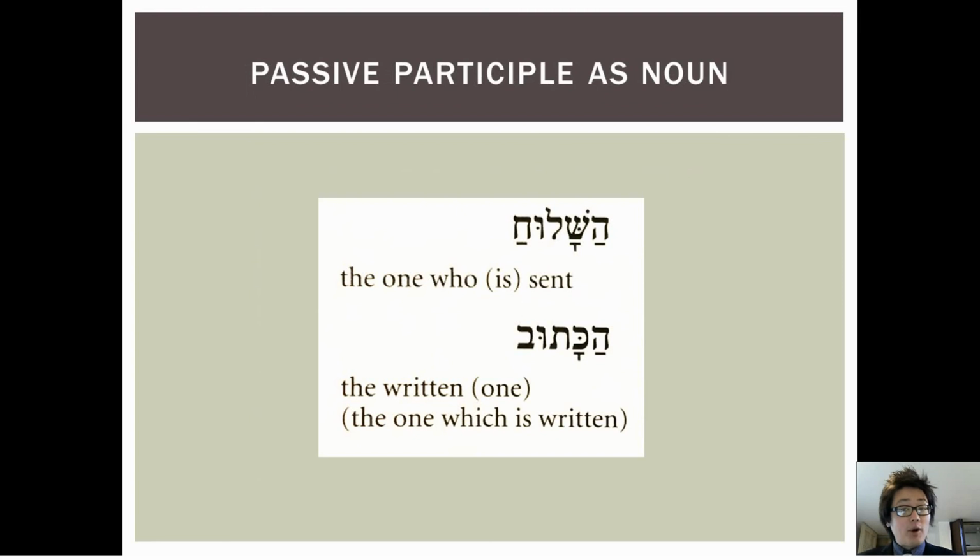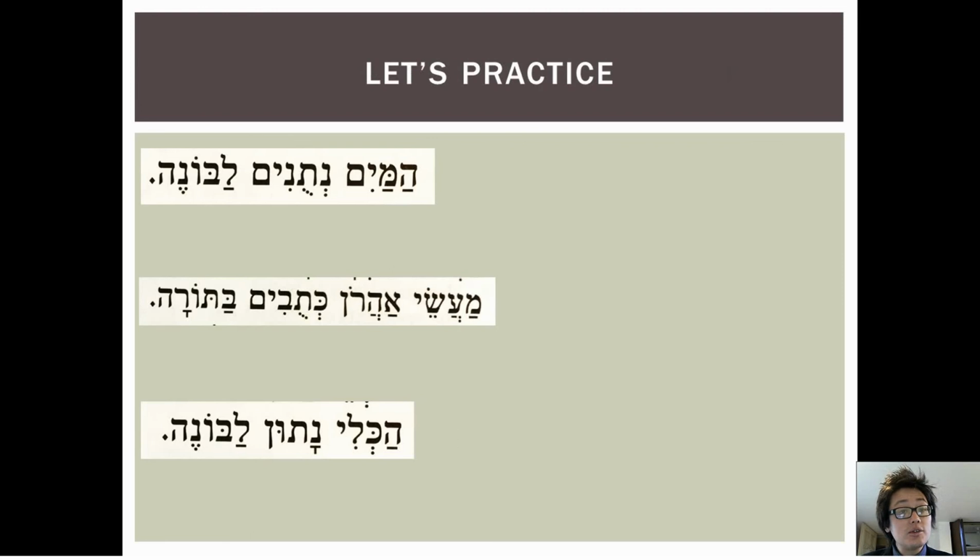Now, what about passive participles as nouns? You can certainly do that. Hashaluach, the one who is sent, or the sent one. And so this, again, can have the definite article on it because it's functioning as a noun. And then hakatuv, the written one, or the one which is written. So just as the active participle can function as a noun, so the passive participle can also function as an independent noun.